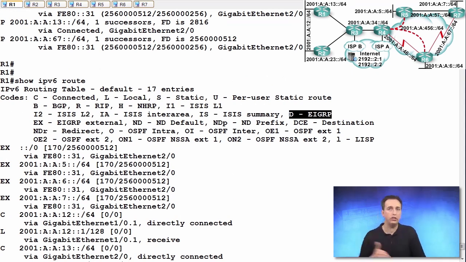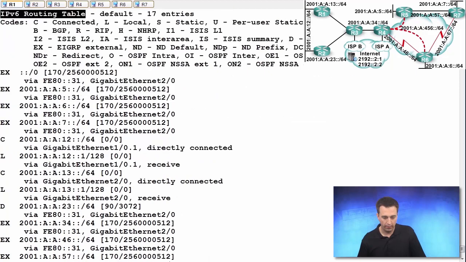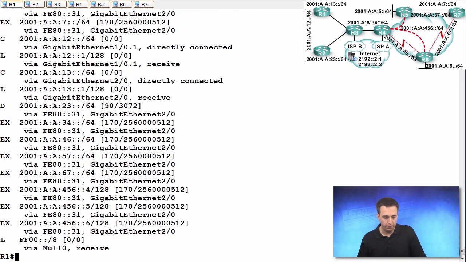And there's no confusion here because we are specifically looking at the IPv6 routing table. We're not looking at the IPv4 routing table in this case. So there's a big difference, right? They're two completely different data structures. We have the IPv4 routing table, IPv6 routing table. They don't mix. So D is still the code.